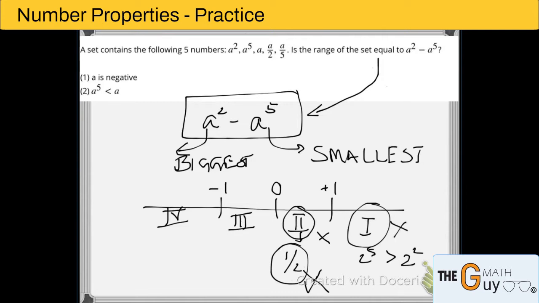Here, a to the power 5 is the smallest, but a square is not the biggest. A is bigger than a square when you take numbers from 0 to 1. As soon as you square it, the fraction becomes smaller.